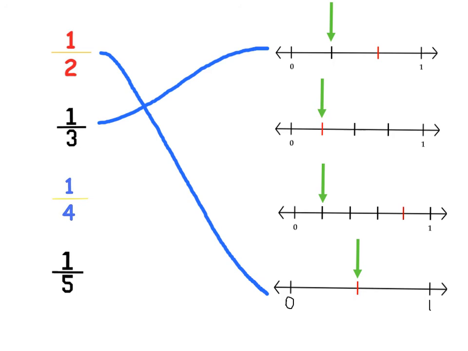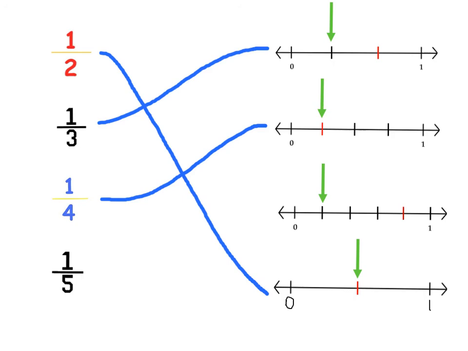Okay, let's look at 1/4. So we know that with 1/4 the space between 0 and 1 has been broken into 4 equal parts. So which one of those number lines has been broken into 4 equal parts? If you said this one, you would be correct. And you can see the arrow is at that first quarter, that first equal part.